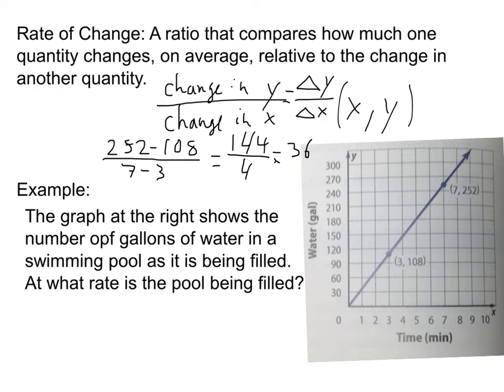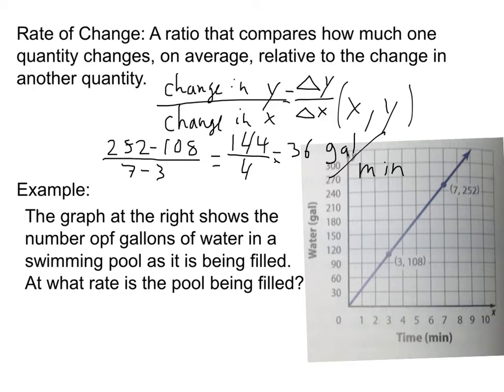Okay, so we have a rate of change that is 36, but we need to talk about what 36 means. That means, again, we need to look at the units. This was delta y, that was the gallons. Gallons per, meaning divided by, minutes. We found that by dividing the change in gallons by the change in minutes. So this pool is filling up at a rate of change of 36 gallons per minute, meaning every minute there's 36 new gallons that go into the pool.